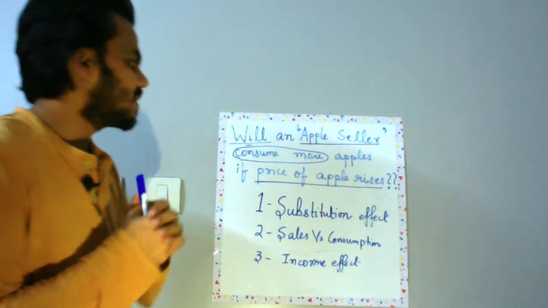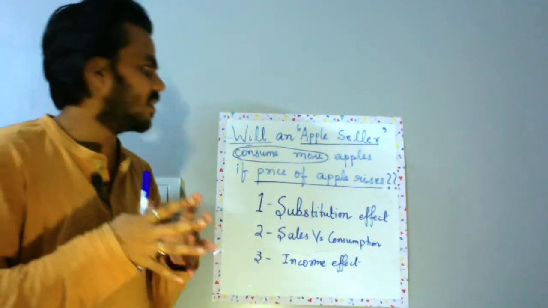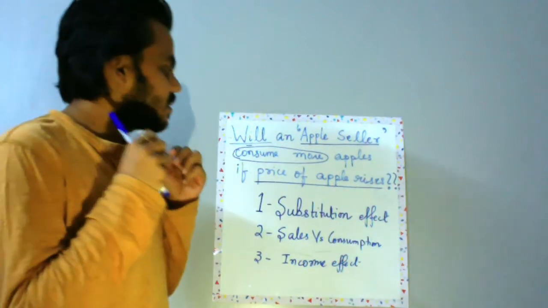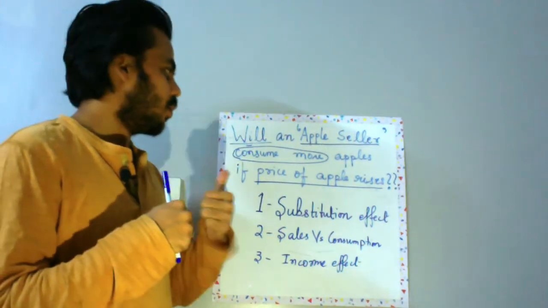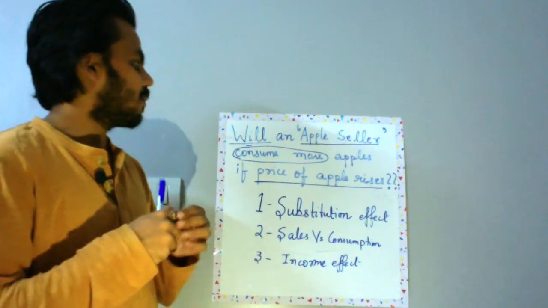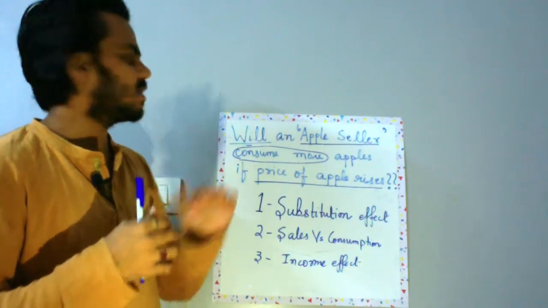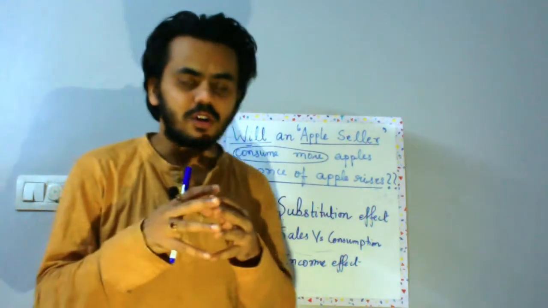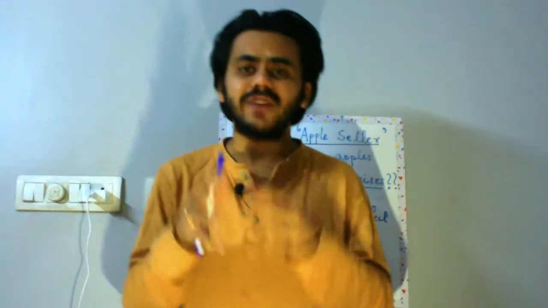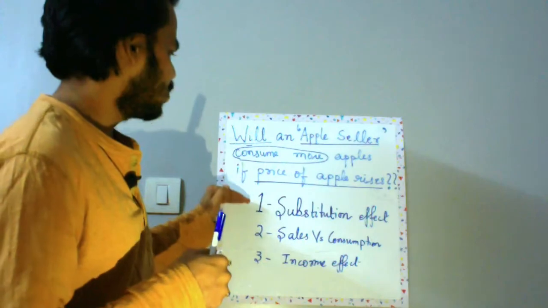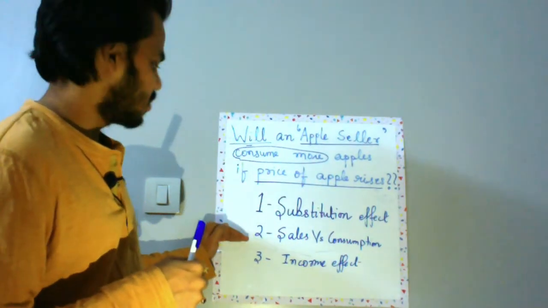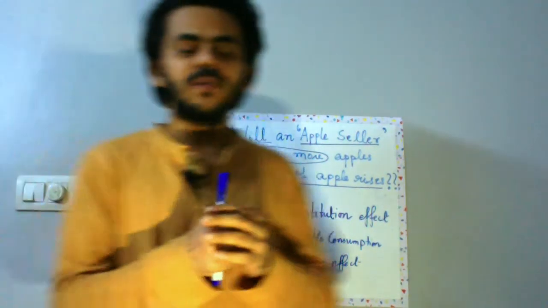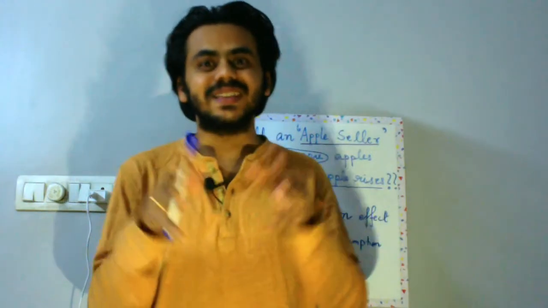Will an apple seller, or any other seller of a good, consume that same good more or less if the price of that good rises? So in this particular question, that's the apple. Now this depends on three factors. Those factors are substitution, sales versus consumption, and income effect. So we will be talking about those things in this video.